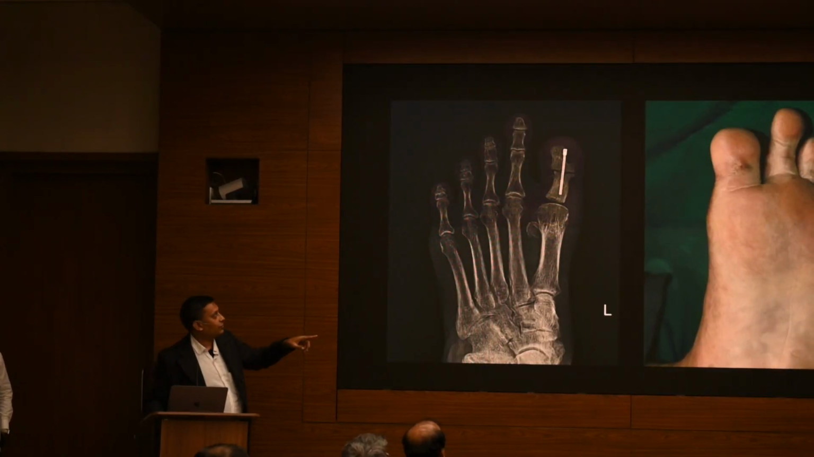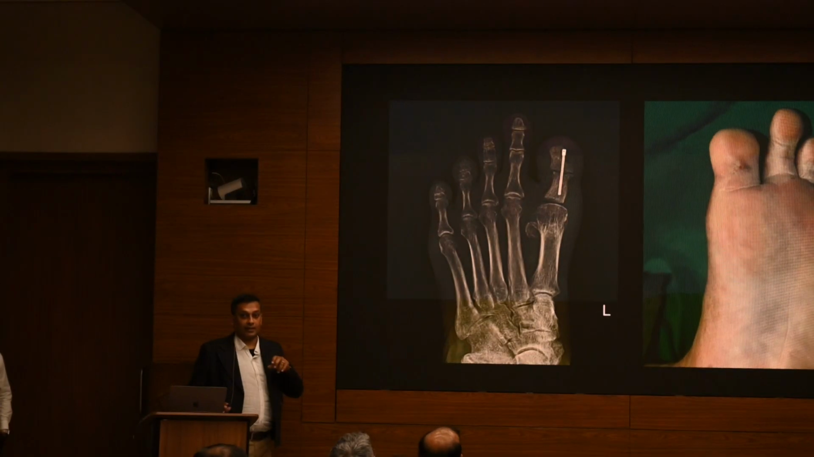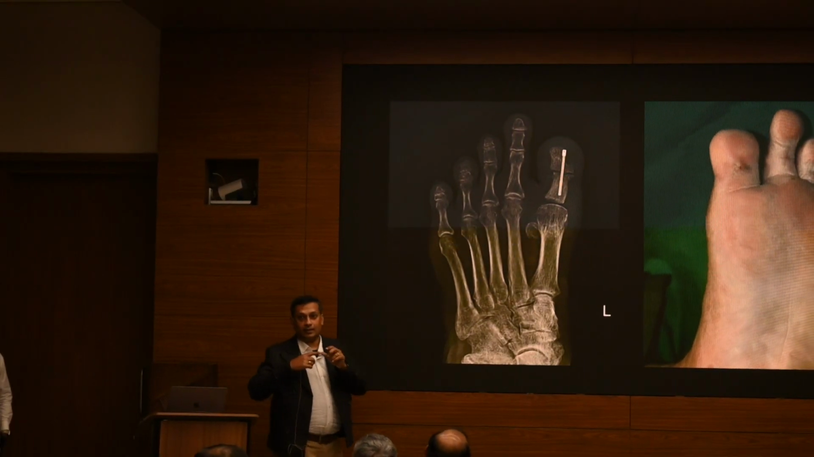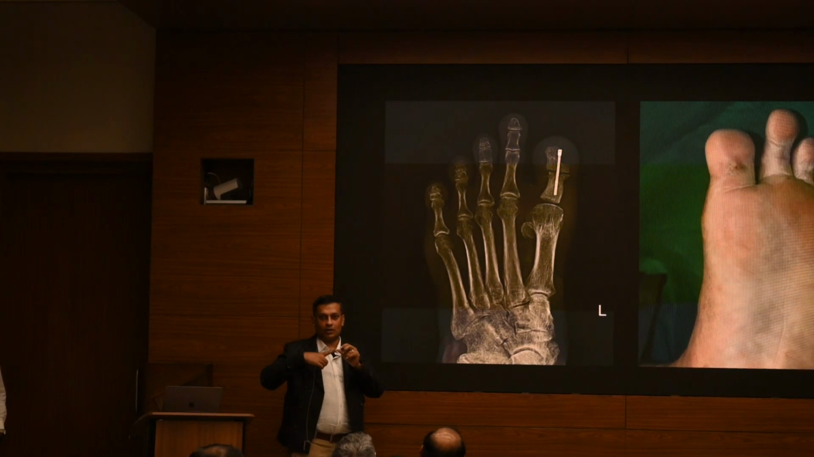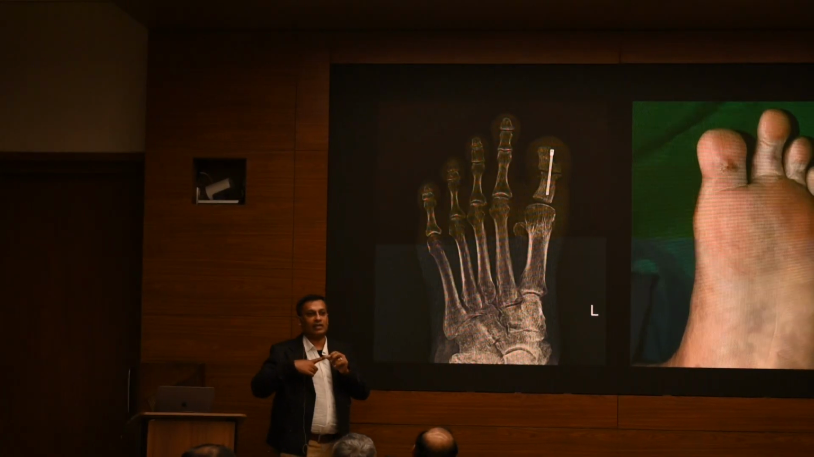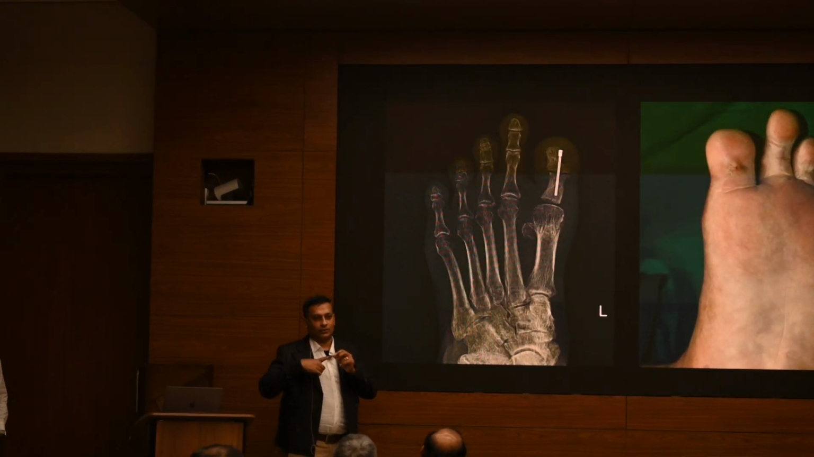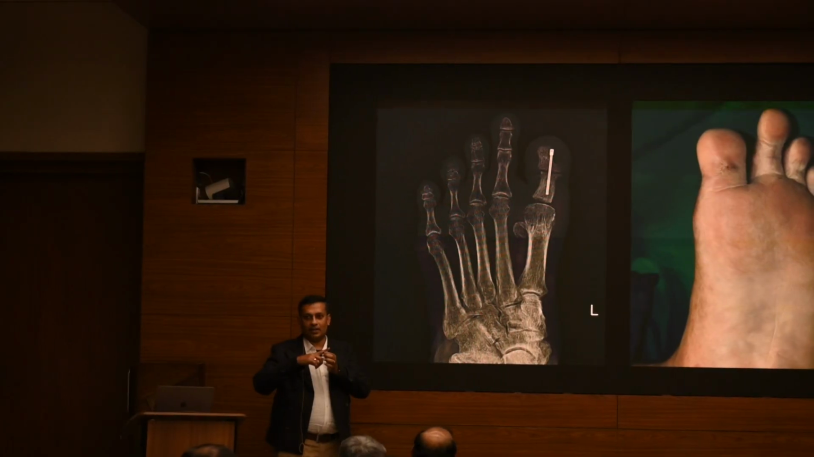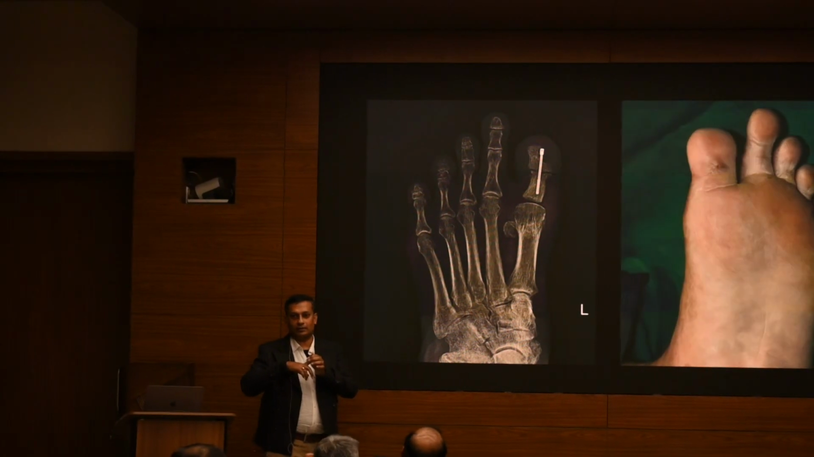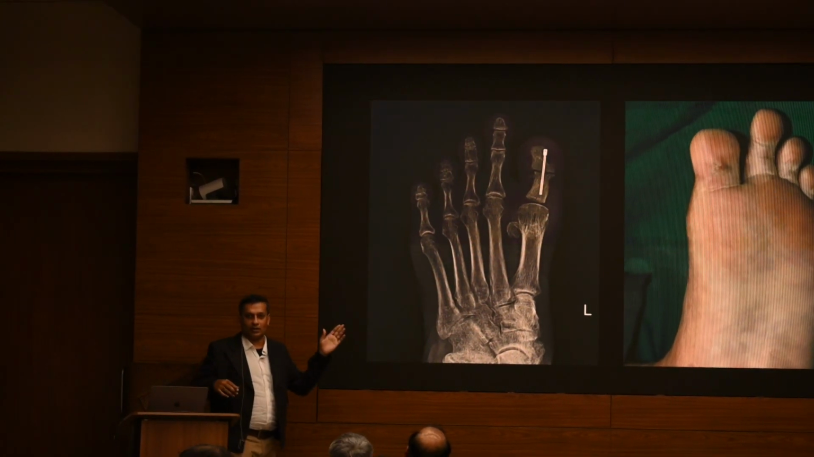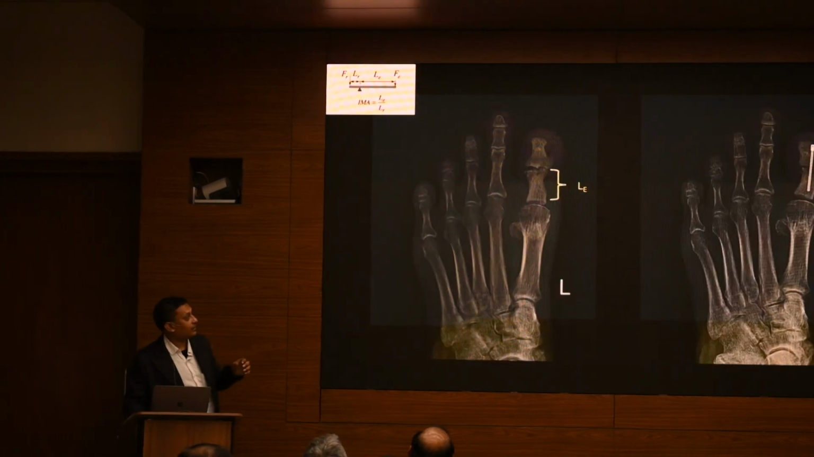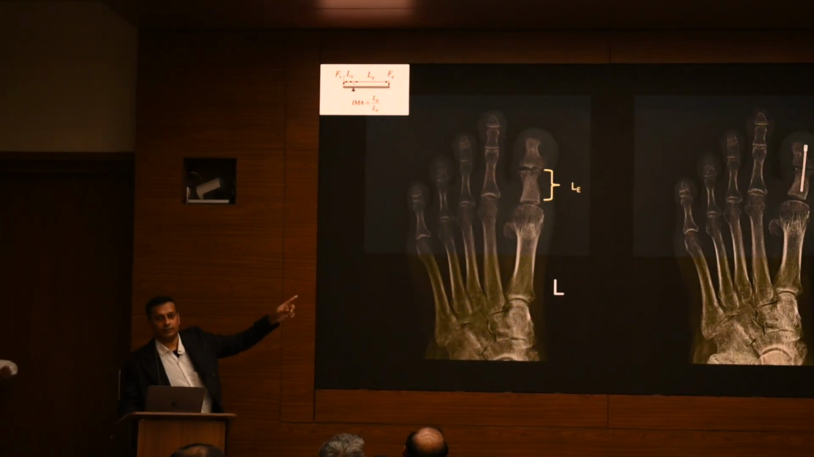So why did we fuse the joint? You must remember that I said the effort arm must be longer and you must have a rigid beam. So the IP joint became unstable and the beam became broken. So now once I have restored the rigidity, I have lengthened the effort arm.